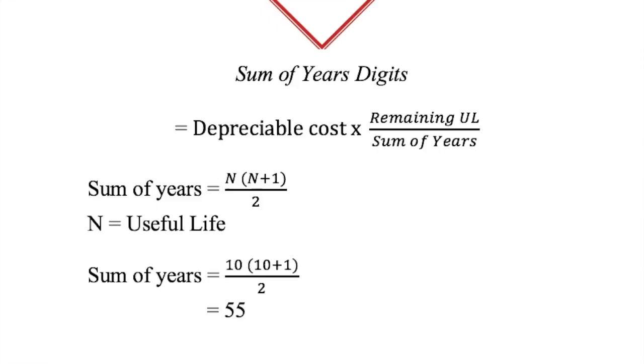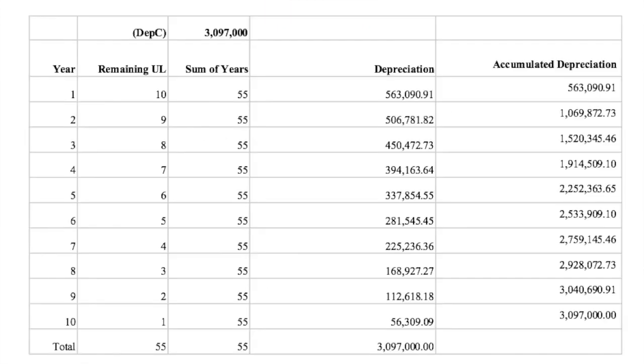The sum of years digits method follows the formula depreciable cost multiplied by the remaining useful life divided by the sum of years. The sum of years can be computed by using the formula n times quantity n plus 1 all over 2, in which n is the useful life. Continuing with our example earlier, using the useful life of 10 years, we would get the sum of years of 55. This is a schedule for the sum of years.